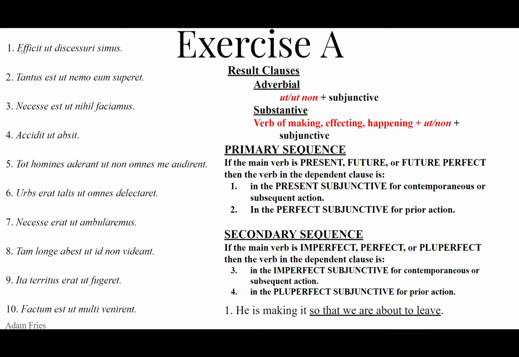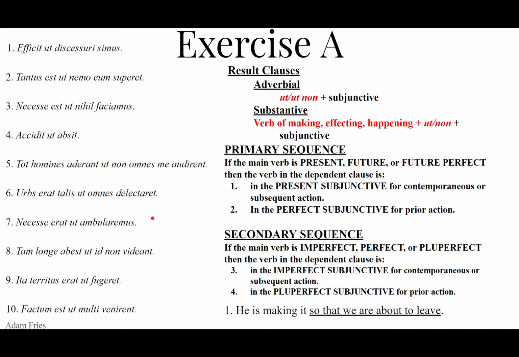Septima, sententia septima. Necesse erat ut ambularemus. So, necesse erat. We already know we have a substantive result clause introduced by necesse. So it was, past tense, imperfect, it was necessary. What was necessary? With the result that we walk. It was necessary that we walk. What was necessary? Us walking. Substantive noun clause. What was it necessary to do? That we walk. So secondary sequence, imperfect subjunctive.